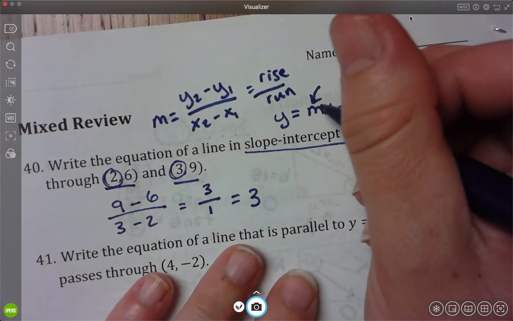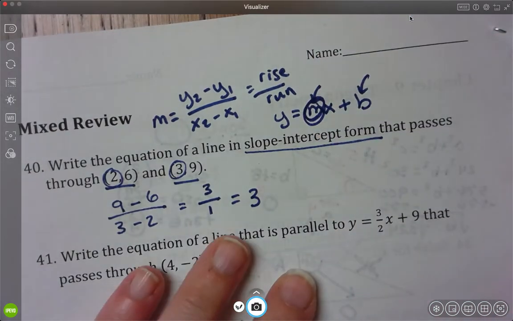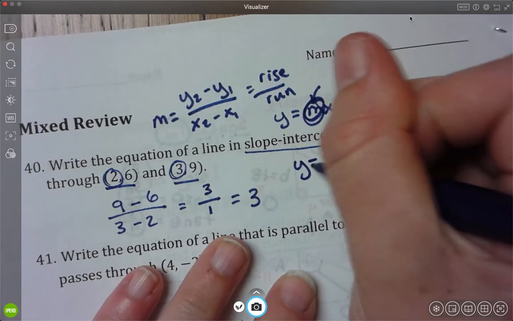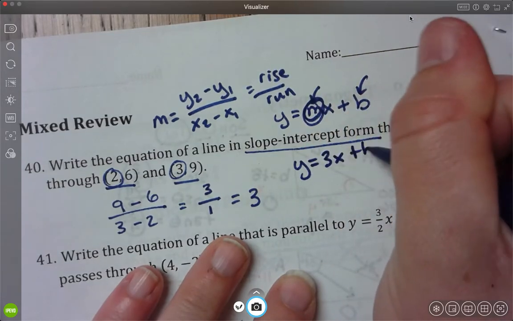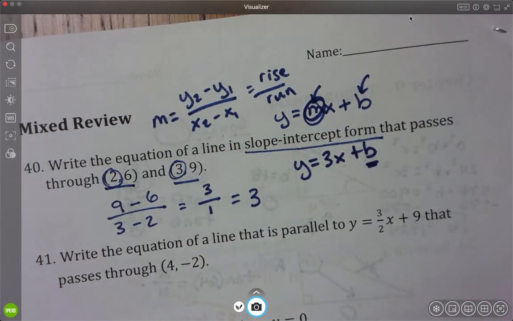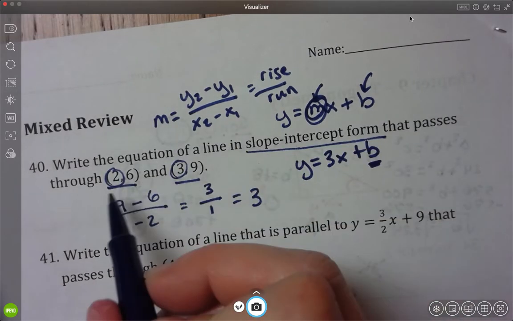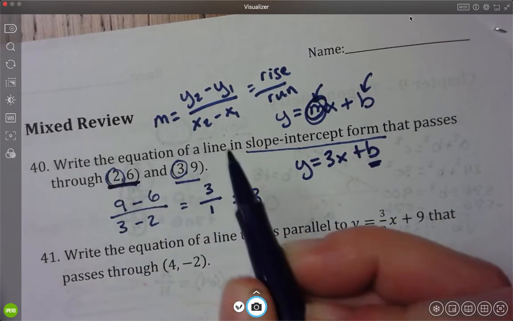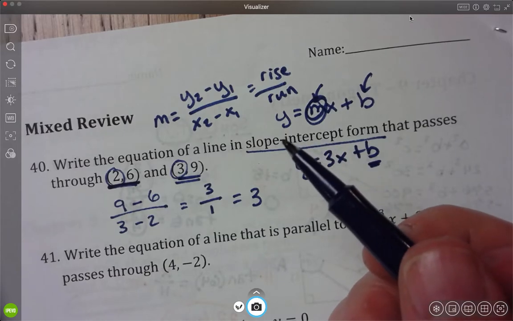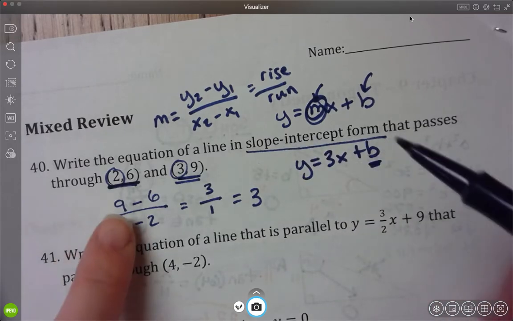So I know this number right here is just the number 3. I'm going to write it in. And then I need to solve for b. The way that I can solve for b is either plugging this point in for x and y or this one. It doesn't really matter. Both of them are positive numbers. Let's just choose the first one, so 2 and 6.